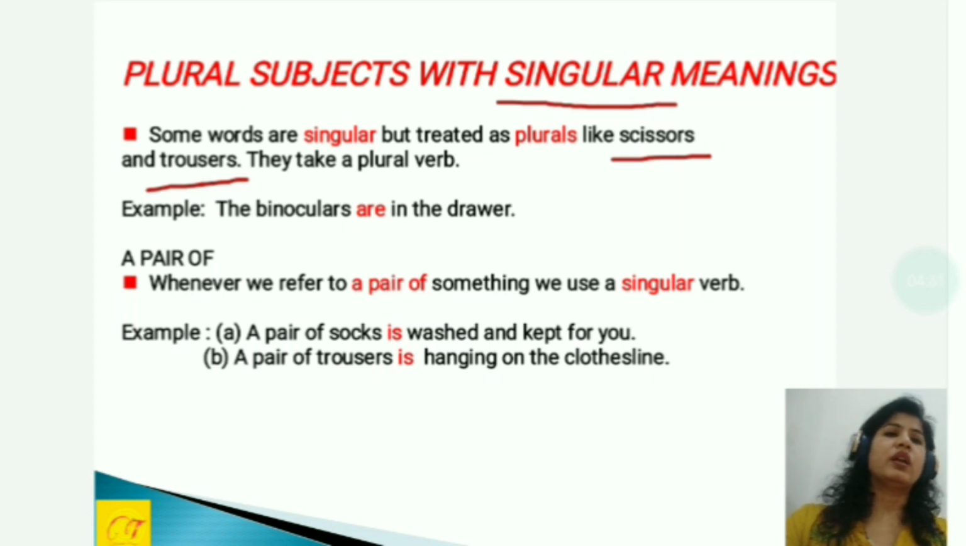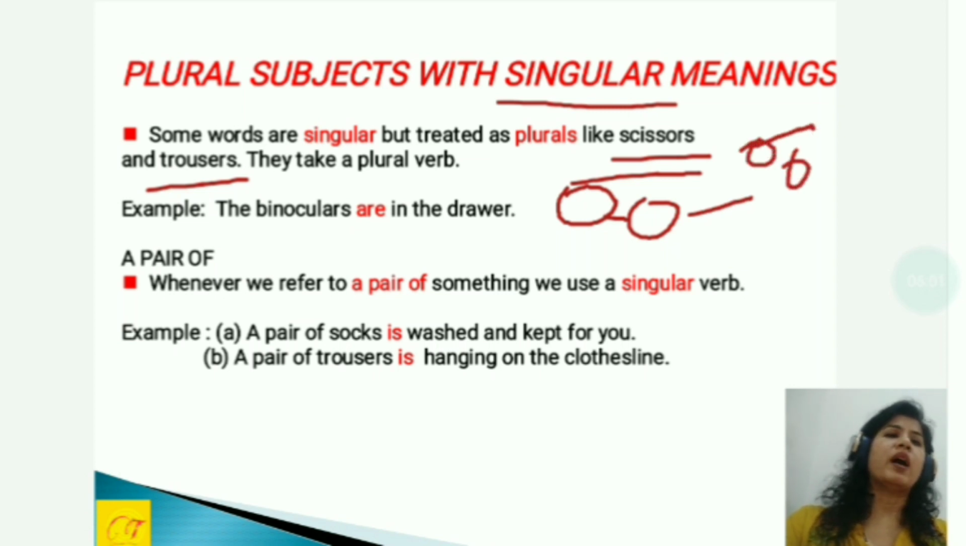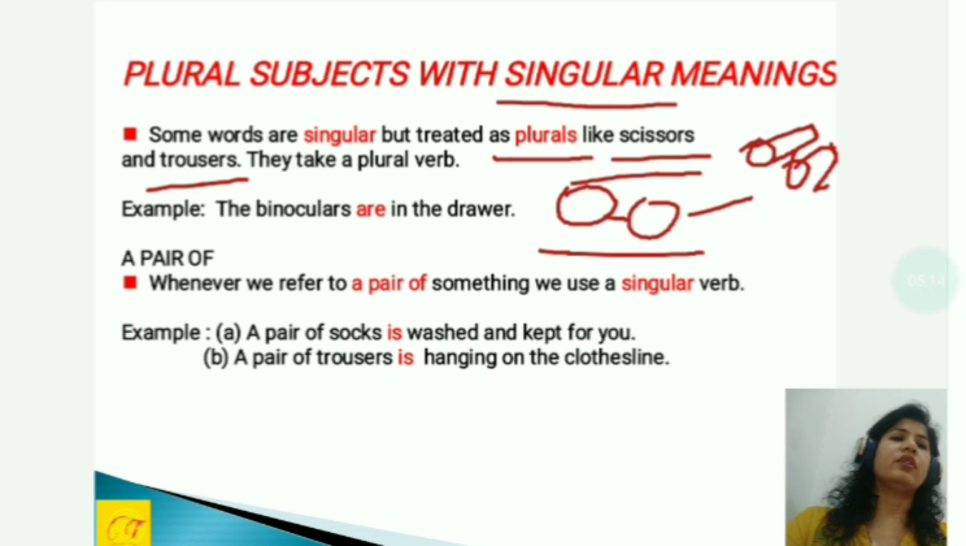Here I would give you a tip: those objects that have two parts in them, like specs, have two parts. In binoculars, there are two parts. In trousers, there are two parts. So that would be treated as plurals. Though they are singular, there are two parts, so they are treated as plurals. So the binoculars takes the plural verb are.